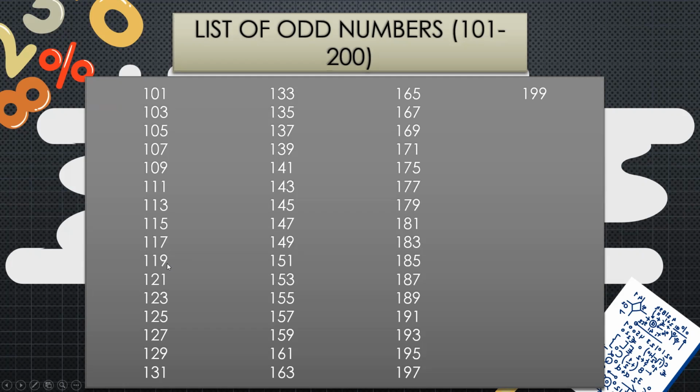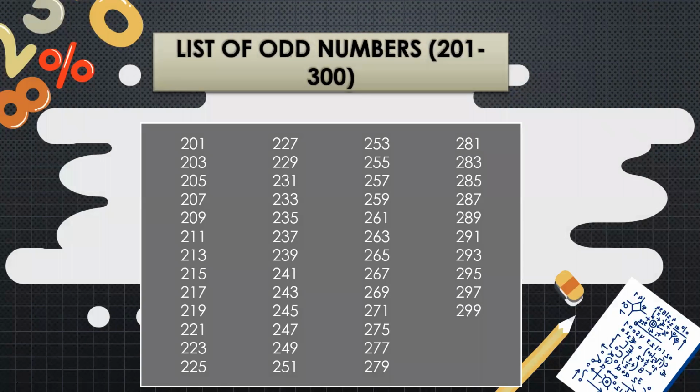If you see any number and look at the last digit, and it is one of these five digits, you can easily say that this is an odd number. If you don't understand that, you have to remember that if you see 1, 3, 5, 7, 9 as the last digit of a number, that is an odd number. Okay, next, 201 to 300.